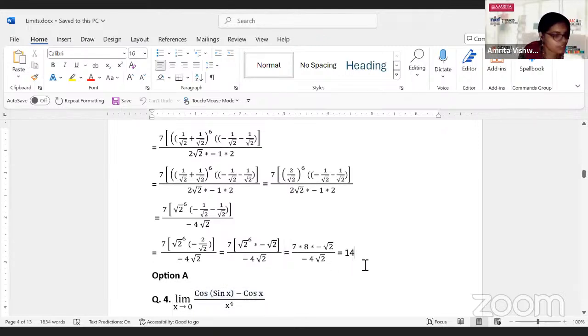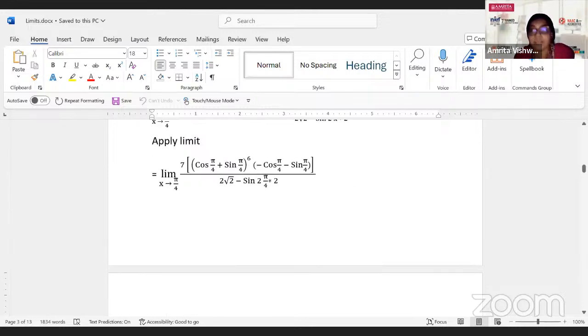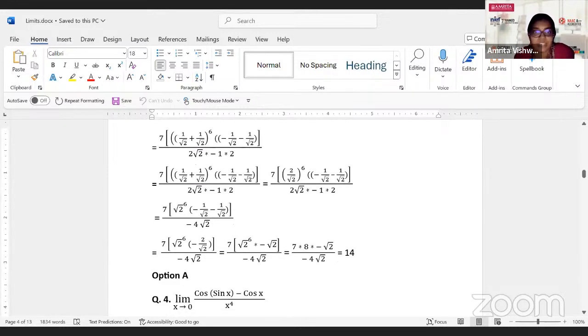I think somebody has given the answer as option C. Yeah, it's option 1. And I hope this is clear to all of you. I know it's a little bit of expansion and substitution. This becomes 2 by root 2. This becomes also minus 2 by root 2.